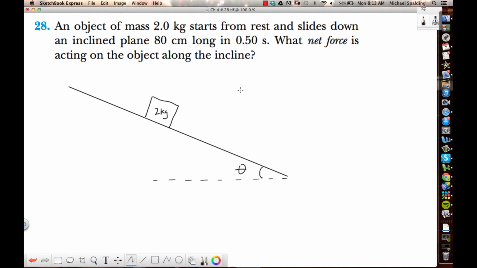So 28, we have an object of mass 2 kilograms that starts from rest. So V initial is 0. It starts from rest and slides down an inclined plane 80 centimeters long in 0.5 seconds. So the length, we'll say that it started up here, so it slides down 0.8 meters. That's the length of the incline in a time of 0.5 seconds. The question is, what net force is acting on the object as it goes down the incline?